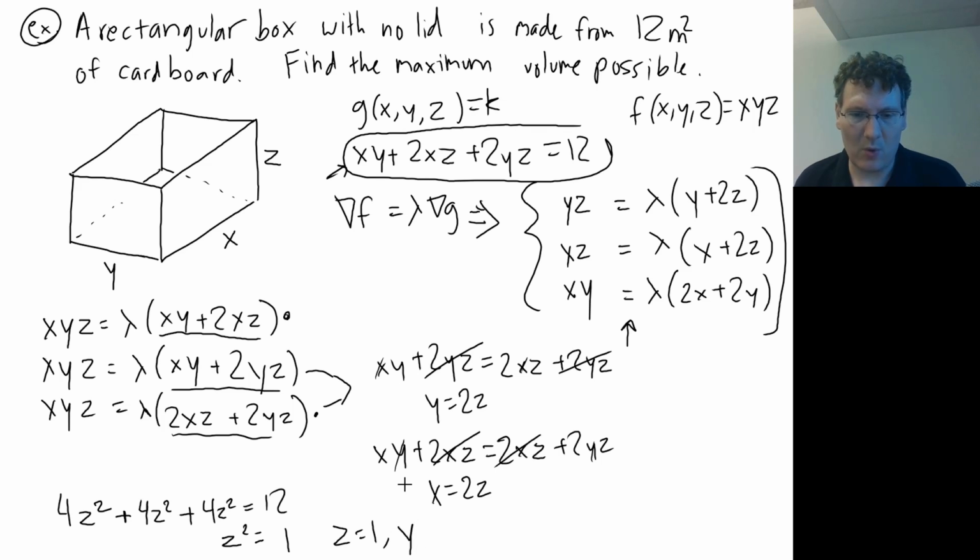Then that means y has to be equal to 2 and x is going to be equal to 2. That's going to be the solution for this equation. That's going to maximize this box. So, wild, right?